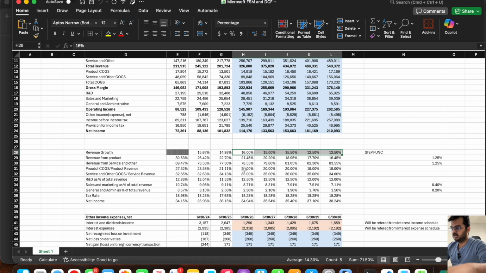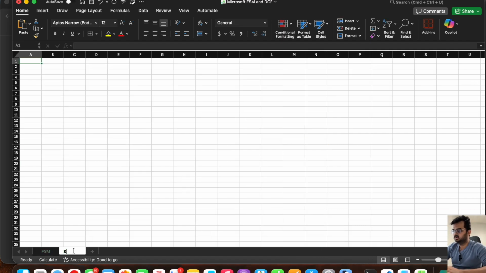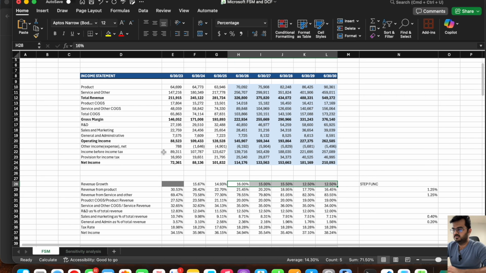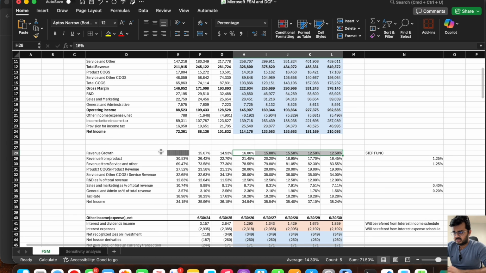So first, let me rename this tab as financial statement model, and I will create a new tab and name it sensitivity analysis. First, you need to figure out what are all the input parameters you would like to do the sensitivity on. For now, what I'm going to do is revenue growth, because by end of the day, the major driving force of all this model is the revenue growth. I definitely need to do the sensitivity, because I feel 16%, even though Microsoft can achieve this, is a bit on the higher end.